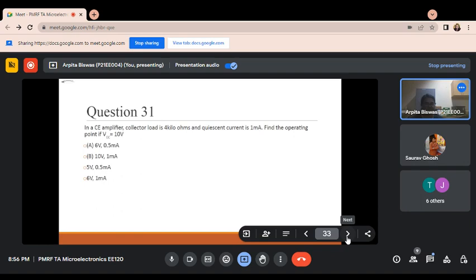If anyone has any doubt still, or I will move towards the next question. Repeat the equation. VCE is equal to VCC minus IC into RC. Sure, can you explain again? Yes, ma'am. The value of VCE, that is the collector to emitter voltage, is equivalent to VCC minus ICRC. The VCC value is given, that is 10 volt, minus ICRC. IC is given as 1 milliampere, RC is given as 4 kilo ohm.